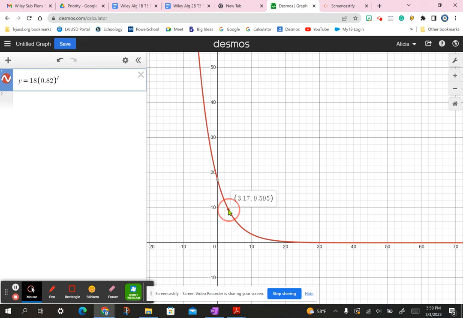You can see that it's going to be somewhere around 3. So 3.17, I know that that's not exactly 9.6. So if you just wanted to say 3.1, I think that would be fine. 3.2, if you round it to 3, that's totally fine because we are talking about number of years.